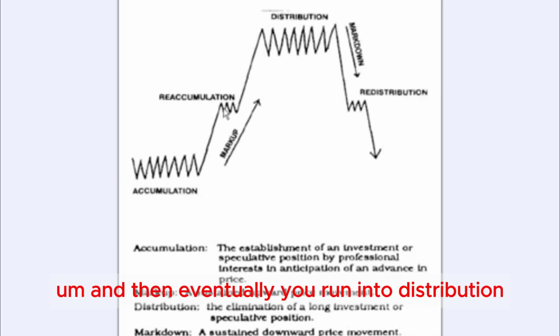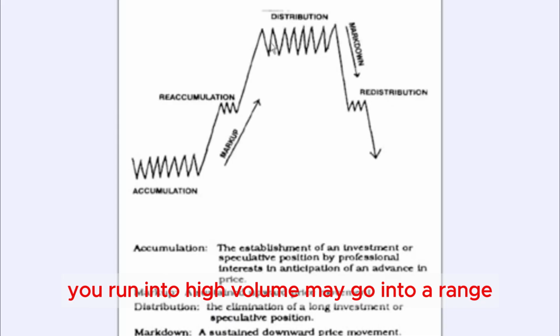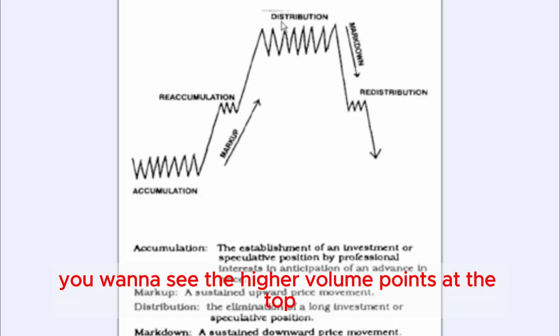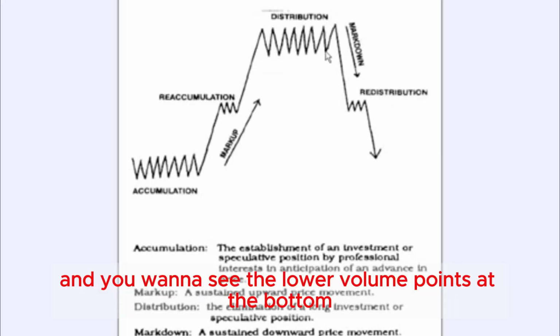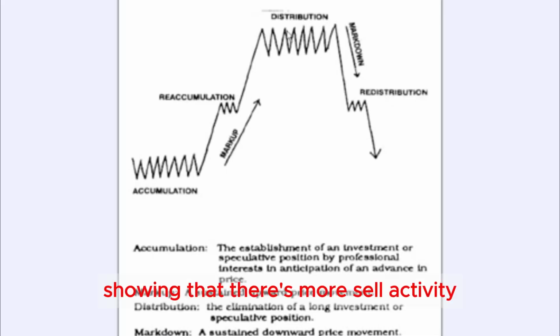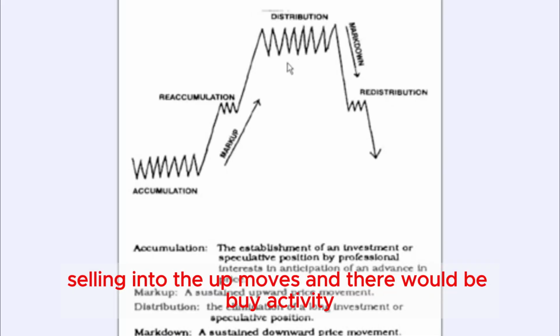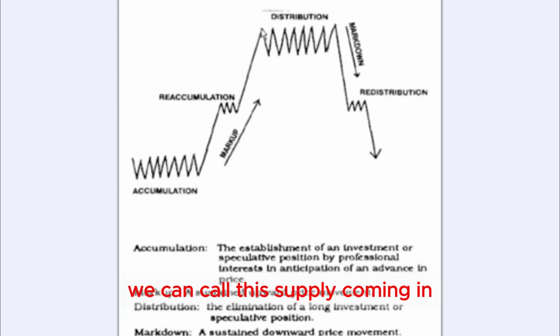And then eventually you run into distribution, which is basically accumulation in reverse. You'll run into high volume. May go into a range. You want to see the higher volume points at the top. You may get a fake breakout above. And you want to see the lower volume points at the bottom, showing that there's more sell activity selling into the up moves than there would be buy activity. So there'll be more supply than demand. We can call this supply coming in.